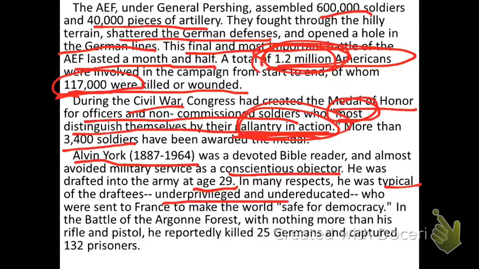In many ways, he was pretty typical of the draftees. He was underprivileged and undereducated. He came from the back hills of Tennessee. He probably never owned a pair of shoes until he was a teenager. But he could hunt, and he could fish, and he could track, and he is a perfect soldier. Much like the soldiers of the American Revolution, who were able to survive by being able to hunt. And he was a crack shot. He was used to being outdoors.